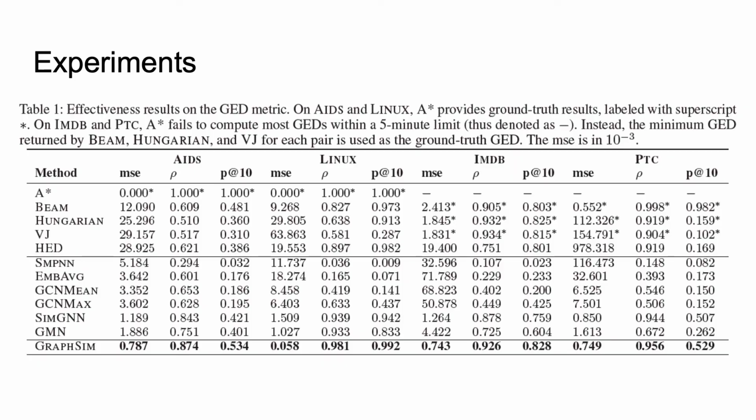This slide shows the experimental comparison of GraphSim with the existing solutions. The first one, A-star, is the exact solution. You can see that we can only run it on a very small data set, but it gives you the exact solution, 100% accurate. The next 4, BEAM, Hungarian, VJ, and HED, are the search-based algorithms, and the next big group are neural network-based algorithms. This also includes our previous model, SimGNN. The last one is our new model. You can see that GraphSim outperforms all these algorithms in terms of the MSE, the rank correlation coefficient, and the precision.